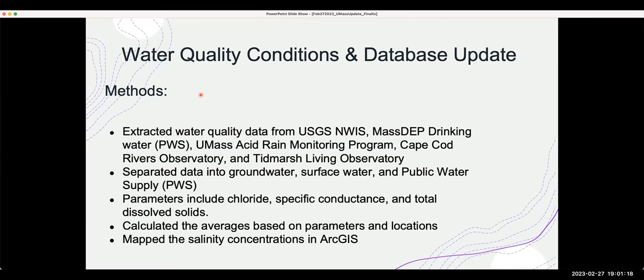We then separated the data into 3 categories, and those categories are groundwater, surface water, and public water supply. And we're focused mainly on fluoride, specific conductance, and total dissolved solids as our parameters. Each site typically had multiple recorded concentrations, so we calculated the averages based on the parameter at each site, and then we mapped them into ArcGIS.